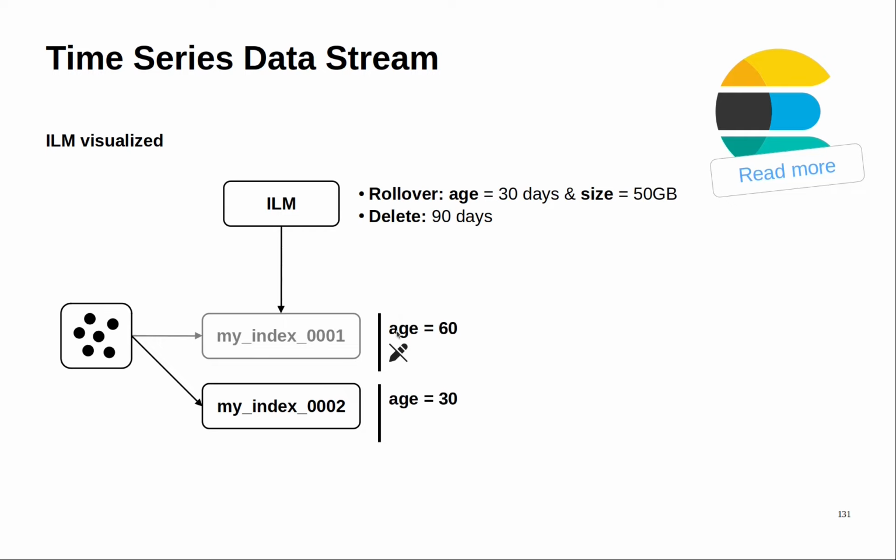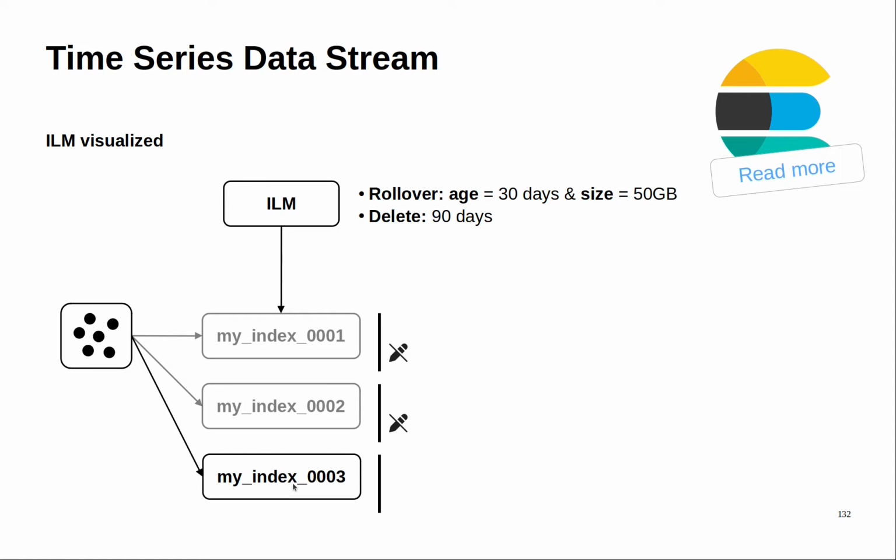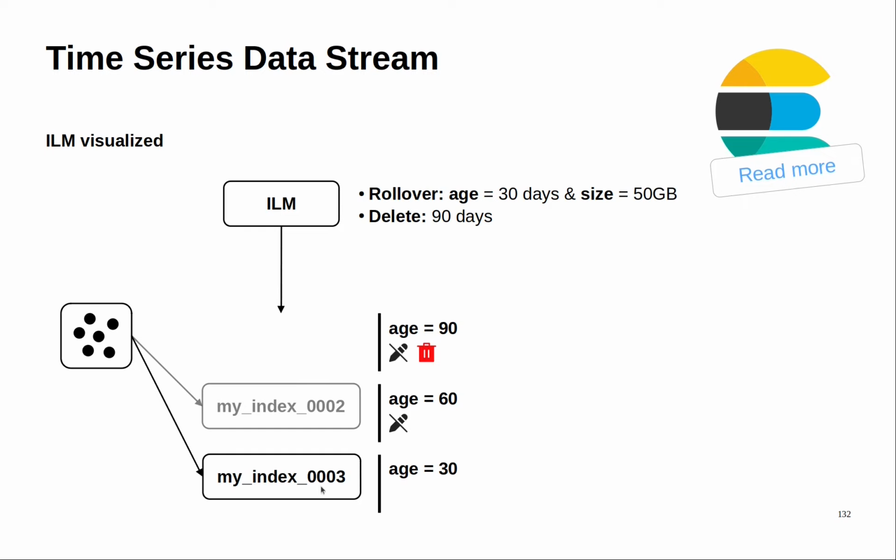After another 30 days, this second index also becomes read-only, and a third index is generated. Finally, after an additional 30 days, the first index is deleted as it hits 90 days old, while the most recent index becomes read-only again, continuing the cycle.